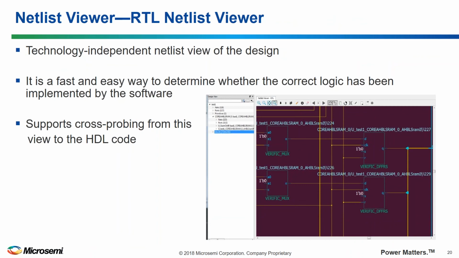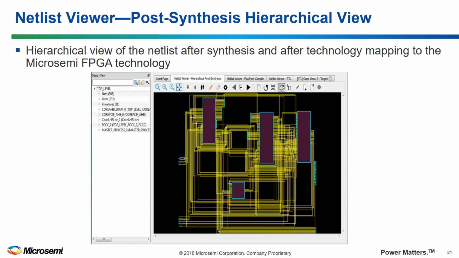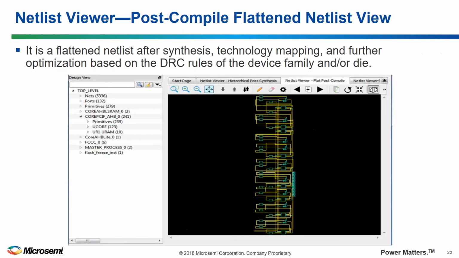So here's a look at the RTL netlist viewer. You open the netlist viewer and say you want to see the RTL netlist. It'll just show you a schematic of your RTL. If you click on a block, you can cross-probe into the HDL code and open it up and see the HDL code. This can be useful to make sure that when you wrote your description, it actually implemented the kind of logic that you had in mind.